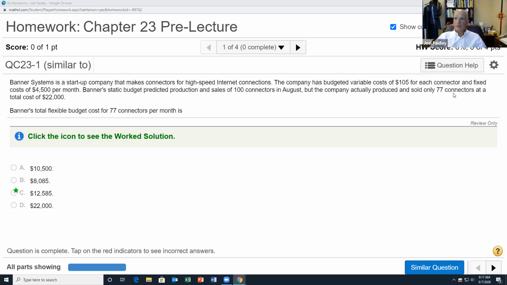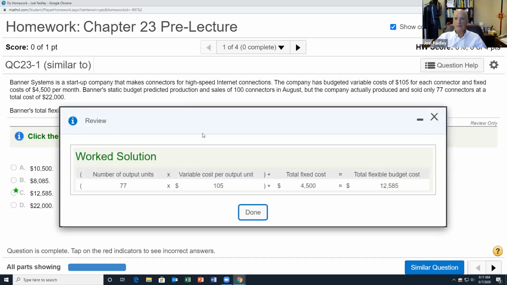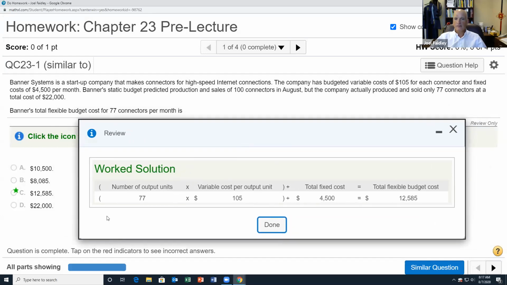Company actually produces 77. Total flexible budget cost for 77 connectors per month. All right, so if I got 77 units of output, the variable cost per unit is 105. All right, 77 times 105 plus $4,500 fixed tells me my total flexible budget cost is $12,585.